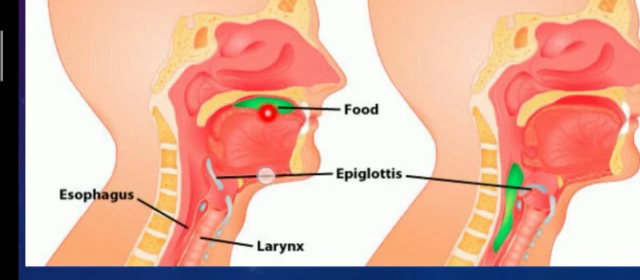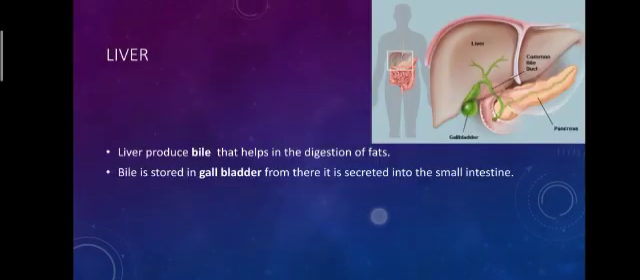So, when the food comes down towards the esophagus, it pushes the epiglottis and closes the path of the windpipe, and directs the food to enter the food pipe, that is the esophagus. That is the function of the epiglottis.